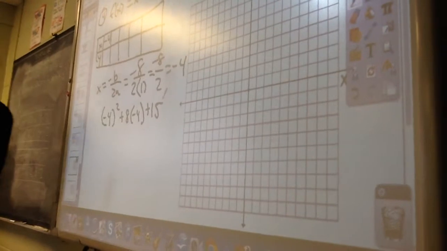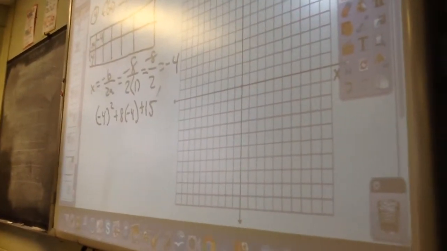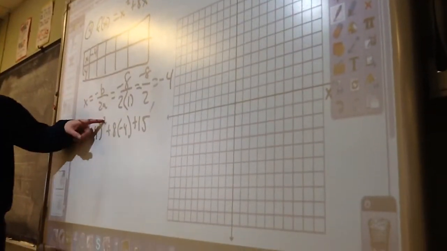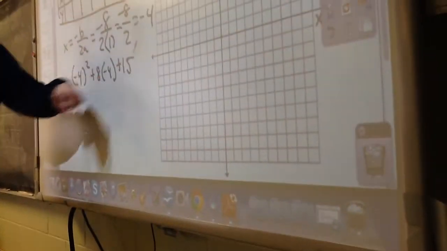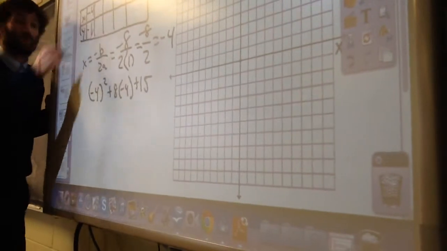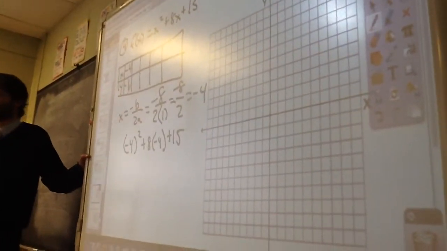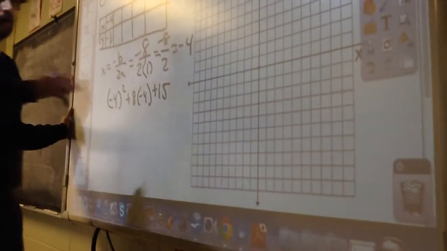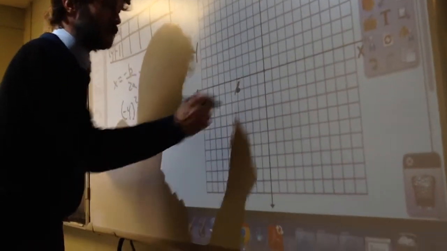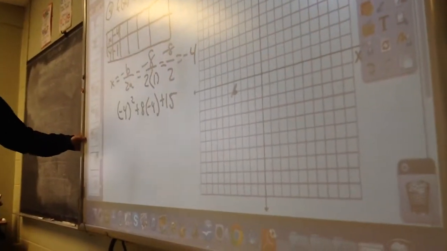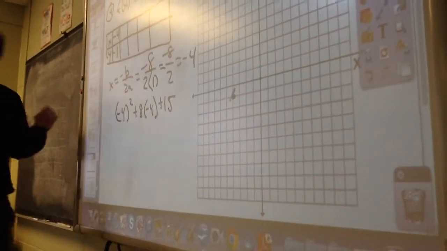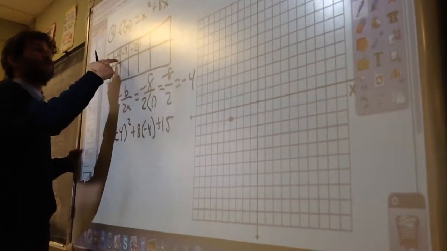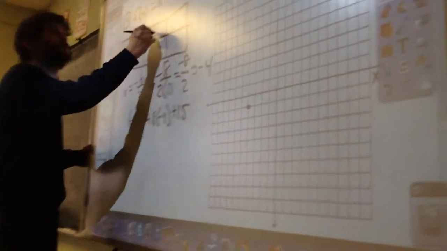All right, so what do we get? -33. Wait. Yes, you did. So -4 squared is 16. This would be -32. So that's -16 plus 15, which is going to be -1. That's what we should have got, right? Is that what the rest of us got? So -4, -1. Okay, so what would be the two x values to the right of -4? -3 and -2. Excellent. And then if I was going to the left of -4? -5 and -6. Very good.